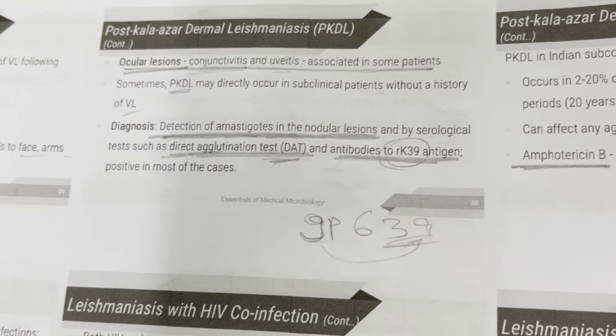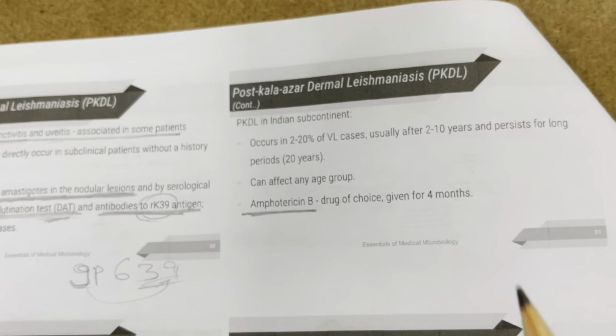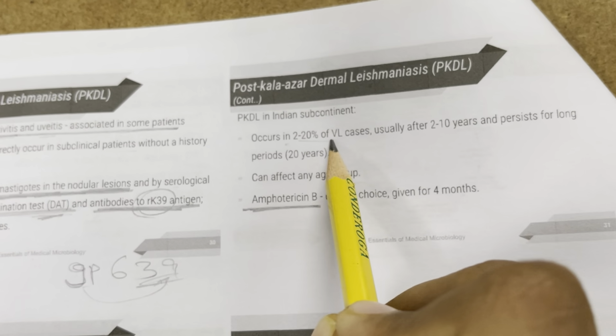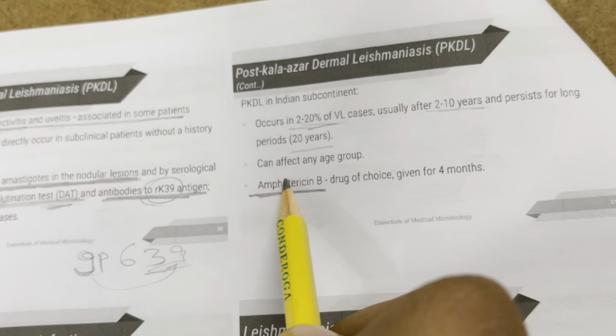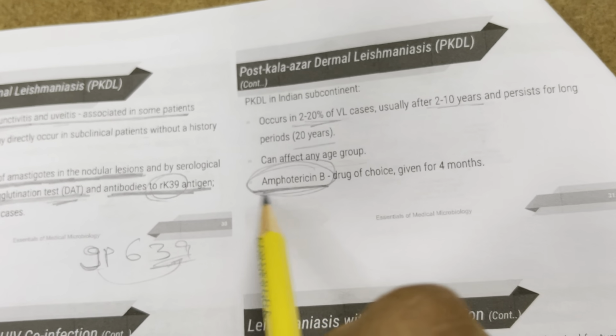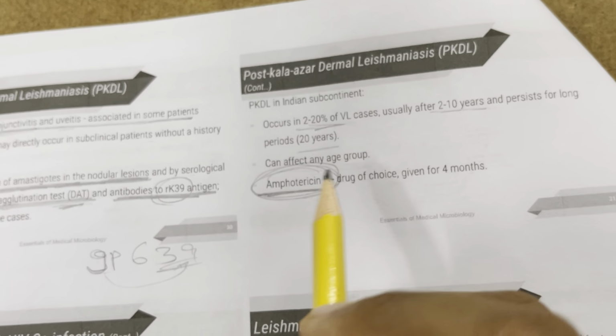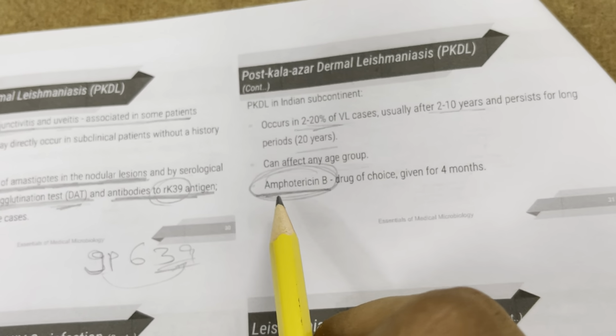So RK39 antigen. Next, PKDL in the Indian subcontinent occurs in 2 to 20% of VL cases, usually after 2 to 10 years, and persists for long periods, and it can affect any age group. Amphotericin B is the drug of choice. Liposomally administered amphotericin B is the drug of choice, which is given for 4 months.